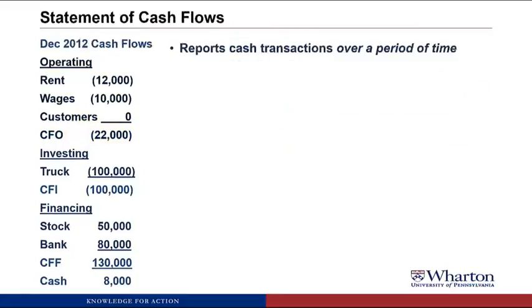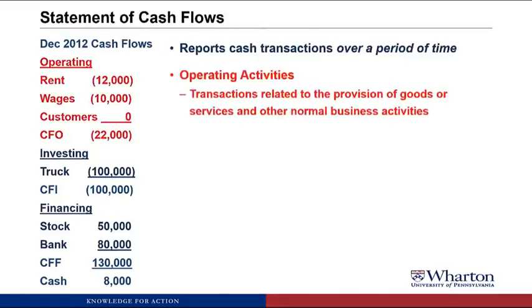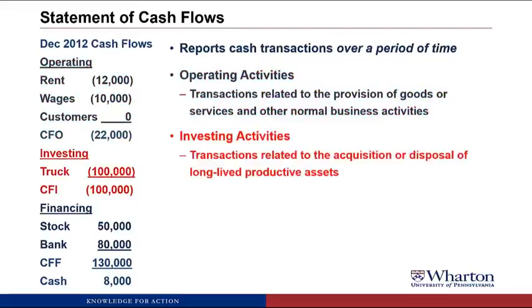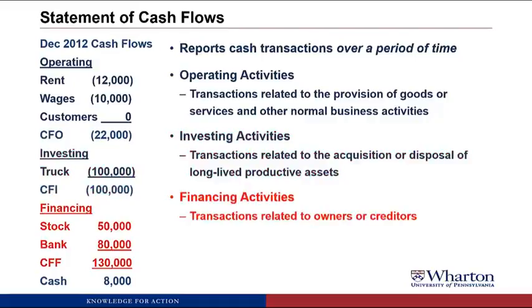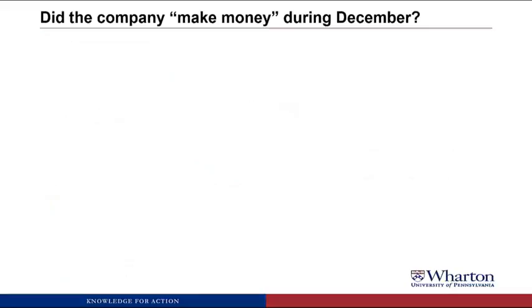So this is what the statement of cash flows is going to look like. It's going to report cash transactions over a period of time, split into whether they're operating, related to providing goods or services or other normal business activities, investing, related to acquiring or disposing of long-lived productive assets, or financing, which are transactions related to our owners or creditors.